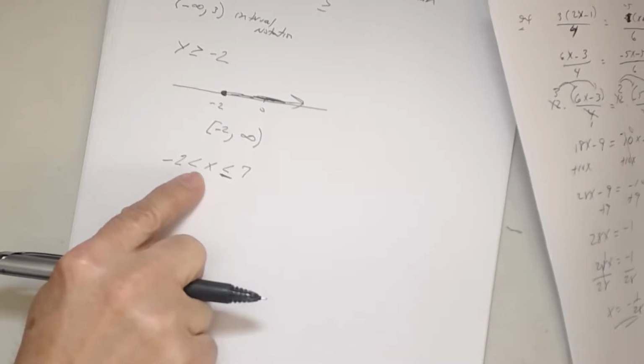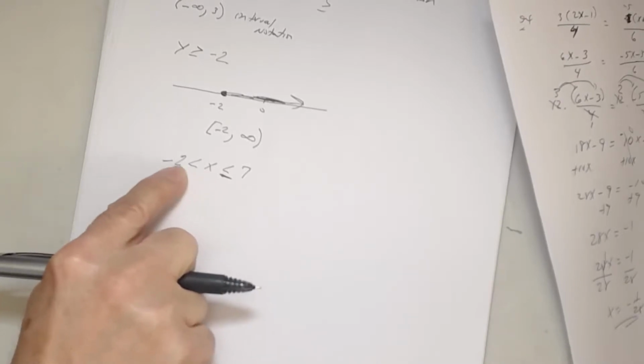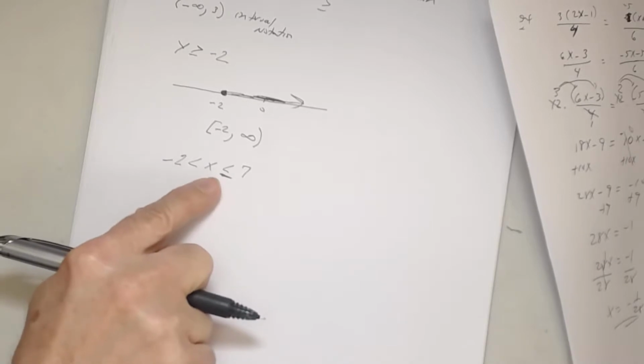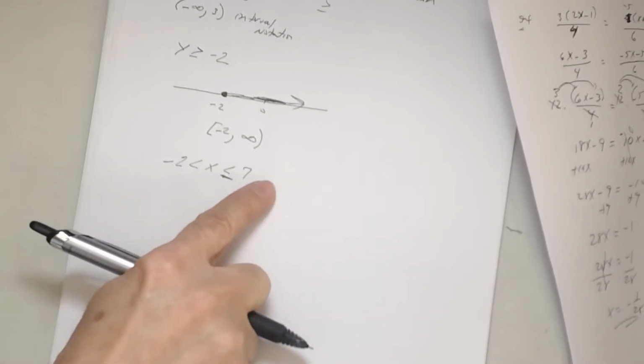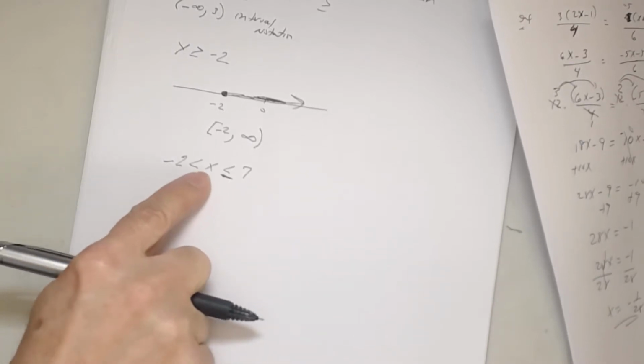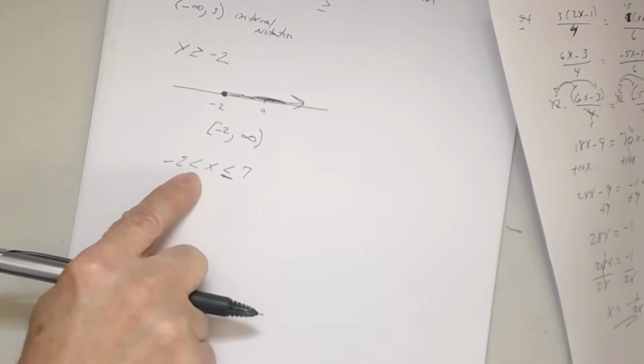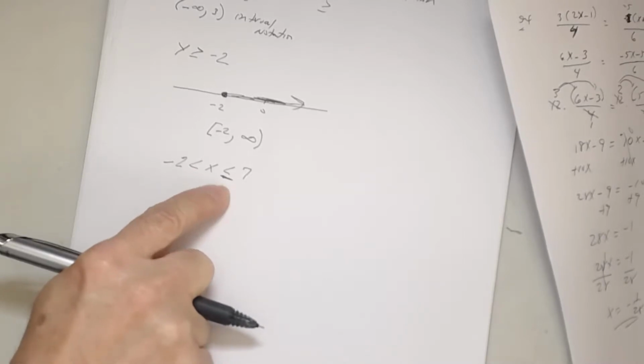So in other words, is 6 a solution? Yes, because 6 is bigger than negative 2, and it's also less than or equal to what? 7. Is 8 a solution? No, 8's right here, right? So even though 8's bigger than negative 2, what's the issue? It's not less than or equal to 7.